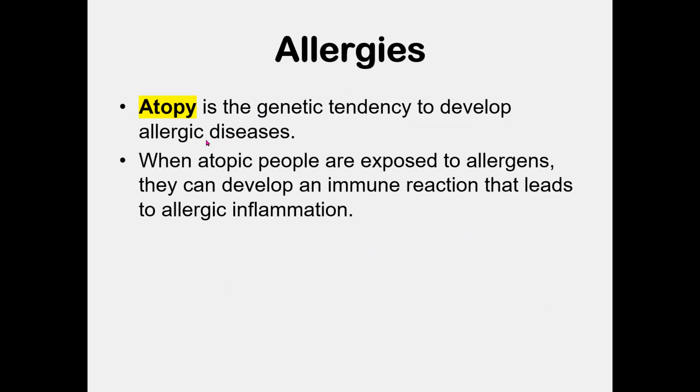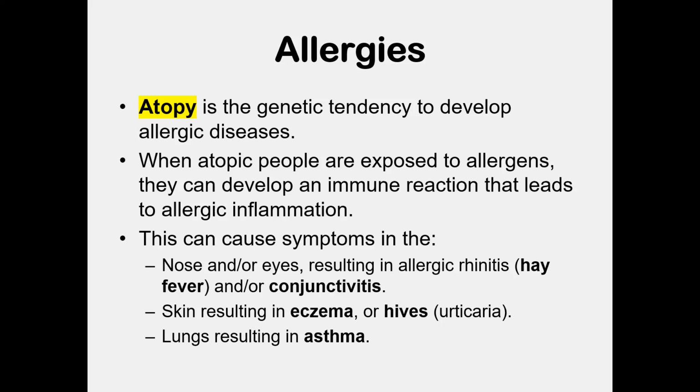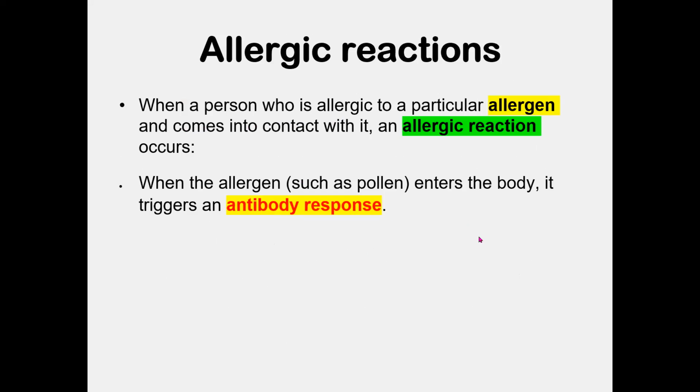Now, atopy is a genetic tendency to develop allergic diseases. So there are people who get lots of allergies. So when atopic people are exposed to the allergens, the immune reaction leads to great inflammation. They have all sorts of problems. So you can have nose and eyes, rhinitis, hay fever, conjunctivitis. These are some examples. We can get eczema, hives, asthma, of course.